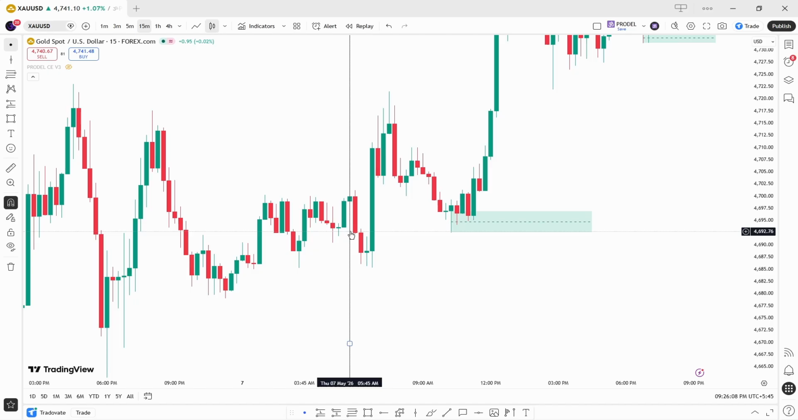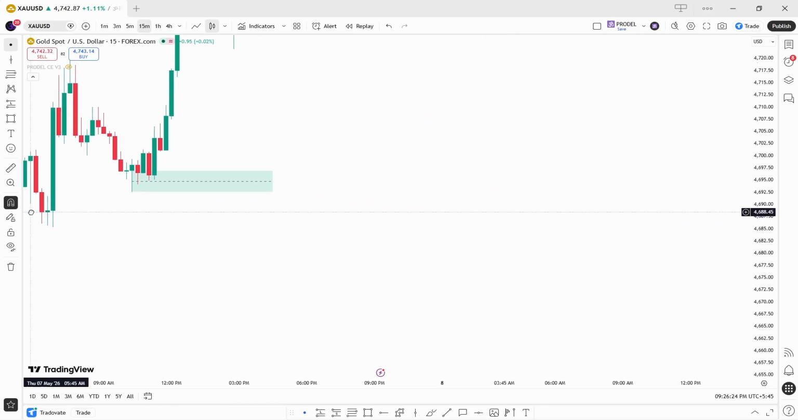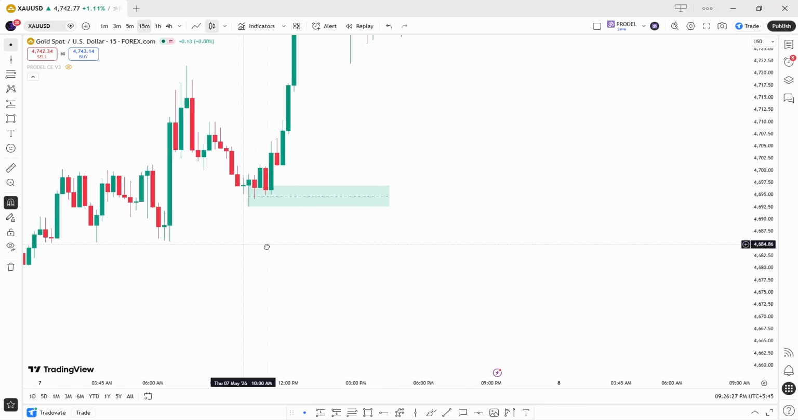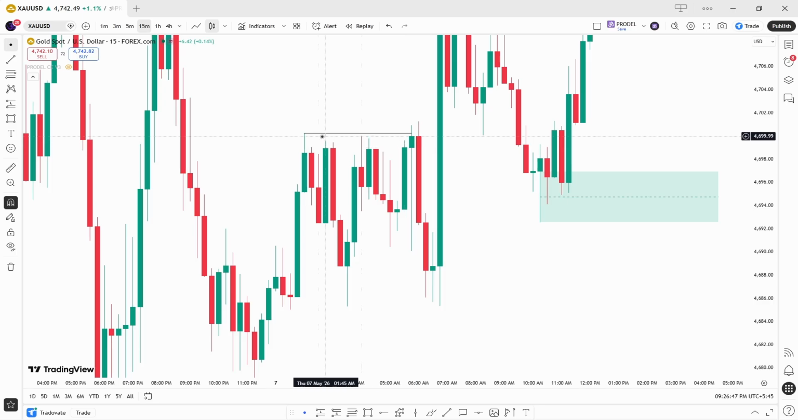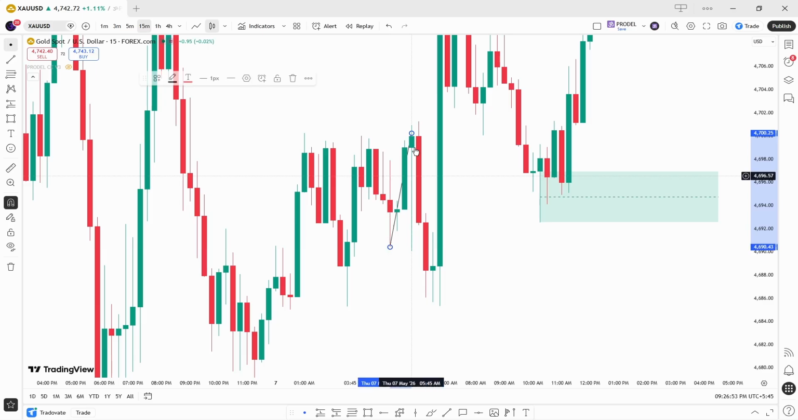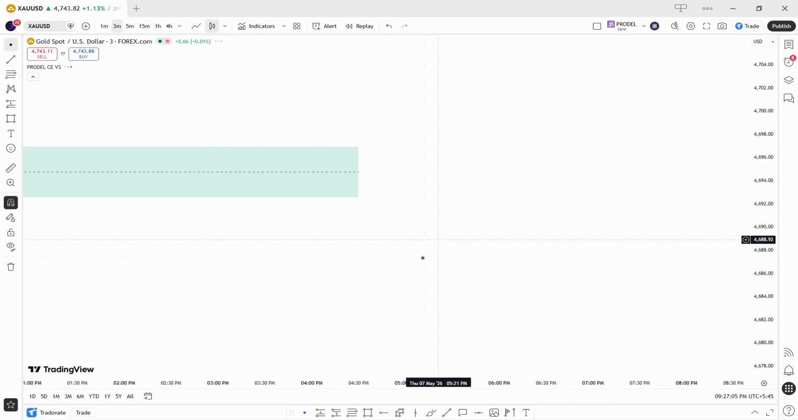As you know, our session starts from the 8 p.m. New York time zone, which is 5:45 a.m. on my time zone, and you can see after this candle opens, there is the structure. You can see this is not breaking any structure, so finally it broke this structure here, and you can see this becomes the selling zone here and another selling zone here. And after that, let's go to the 3-minute time frame.